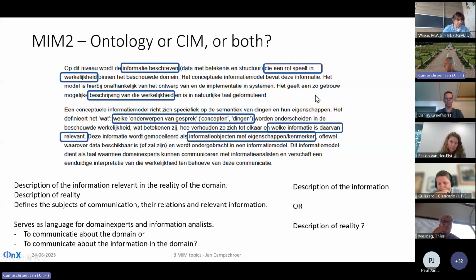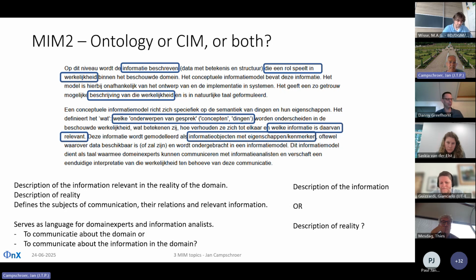Dan staat een paar regels verder. Het geeft dus een getrouw mogelijke beschrijving van die werkelijkheid. Dus hier is het weer de beschrijving van de werkelijkheid. Dus hier geeft het in feite de ander aan. Dan zegt het hier, het gaat over de onderwerpen van gesprek. Dus je zou kunnen zeggen, het gaat niet over wat jij erover bespreekt, maar wel over de onderwerpen.